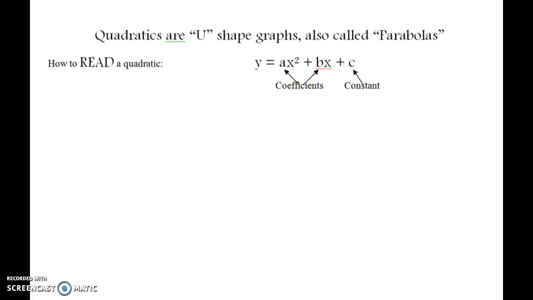Standard form of a quadratic equation or parabola looks like this. The x squared term first, the x to the first term second, and the number or the constant third. Now, a, b, and c. A has to be in front of the x squared, b is in front of the x, c is in front of nothing. So it's just a constant.